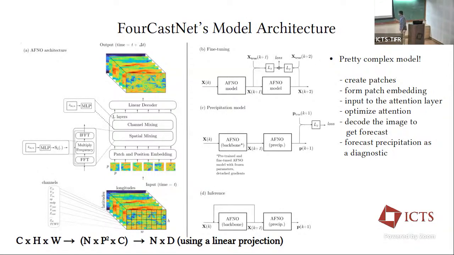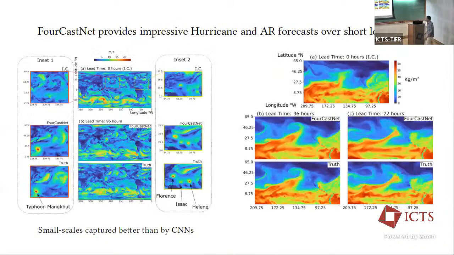And now comes the inference step, which is essentially what we discussed. You put an input, you make a prediction, and then you put that prediction into a precipitation model to get the precipitation at that time step. That gives you 21 variables. Now, let's look at how it performs.